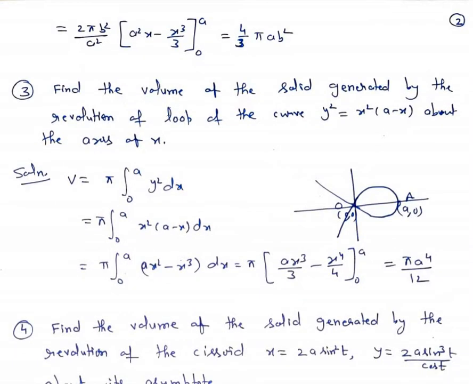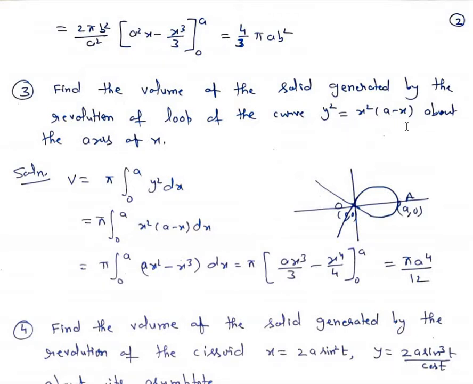Third example, find the volume of the solid generated by the revolution of the loop of the curve y² = x²(a - x) about the axis of x. Now because all the powers of y are even, the curve is symmetric about the x-axis. If you put y = 0, we get x = 0 and x = a. So we have these two points (0, 0) and (a, 0).